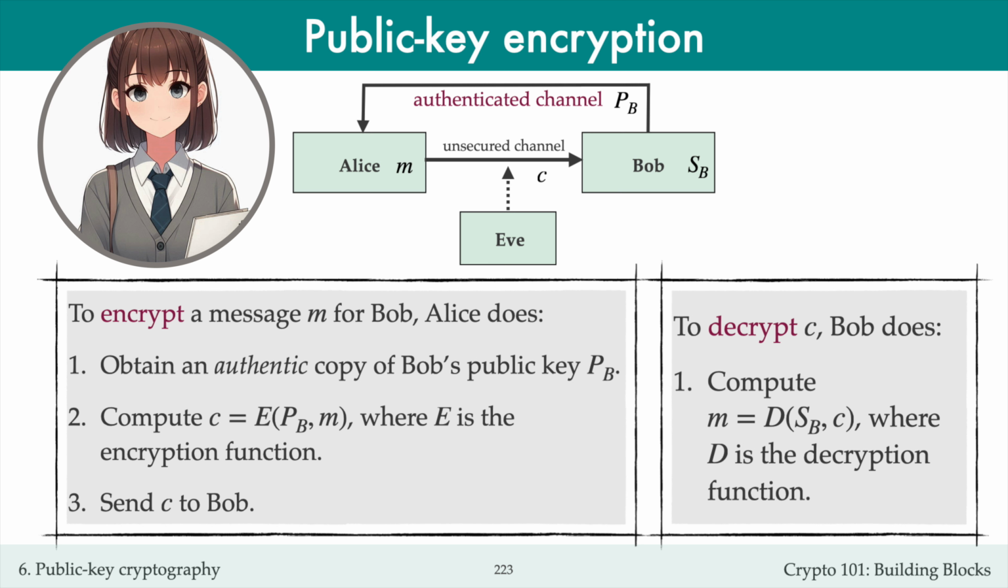I'll repeat the main feature of public key encryption. Alice, or indeed any party, encrypts a message for Bob using Bob's public key, whereas Bob is the only party who can decrypt the ciphertext using his private key. Public key encryption does not provide authentication services, since any party could have encrypted the message for Bob.